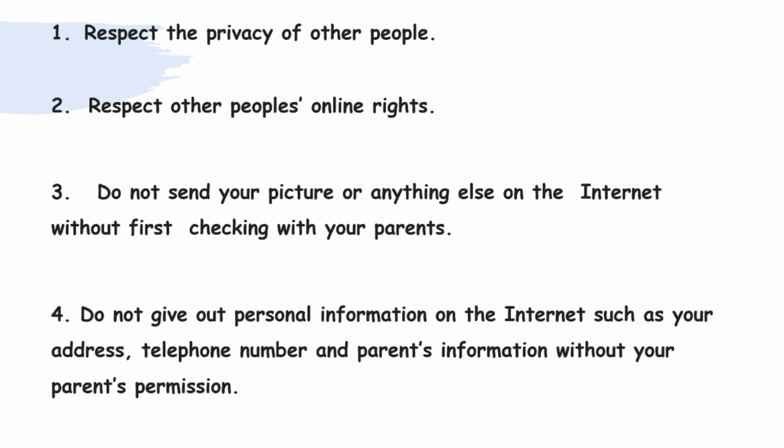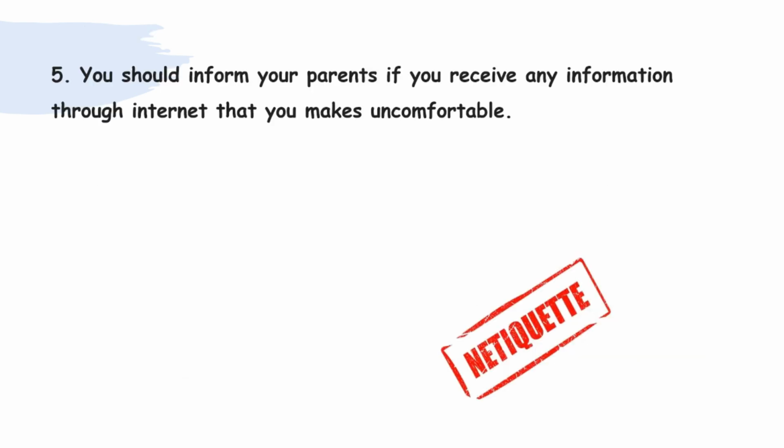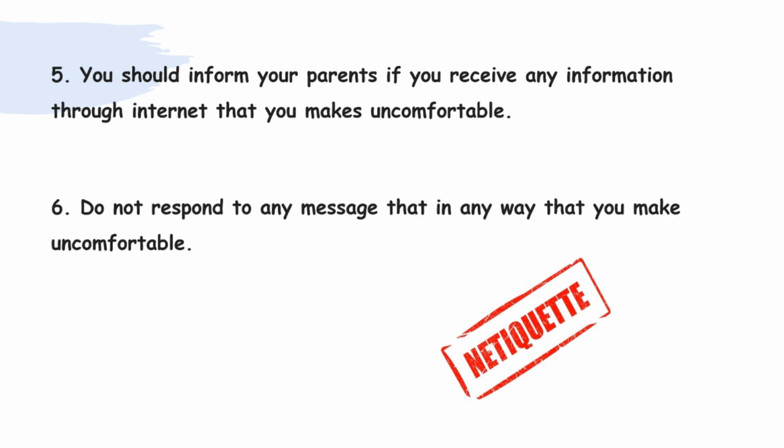without your parents' permission. The fifth one is you should inform your parents if you receive any information through the internet that makes you uncomfortable. We will get some uncomfortable messages, uncomfortable pictures, but don't respond to them if you suddenly receive those things. You have to inform your parents about those uncomfortable things. Do not respond to any message that in any way makes you uncomfortable. So those are the netiquettes.